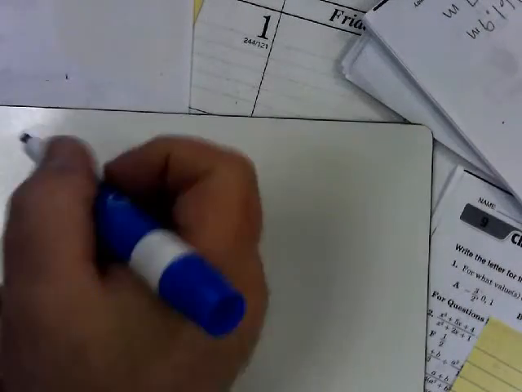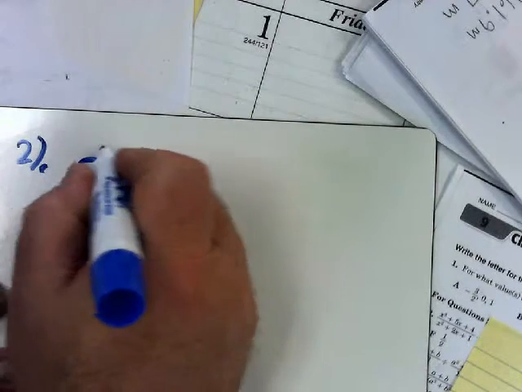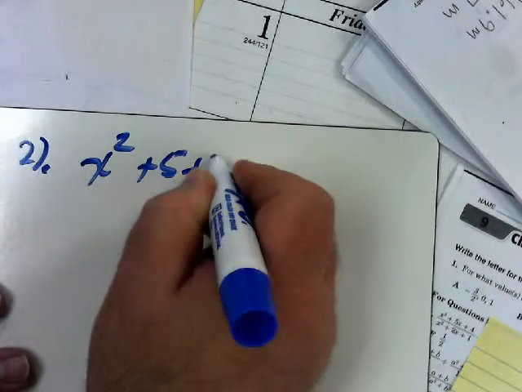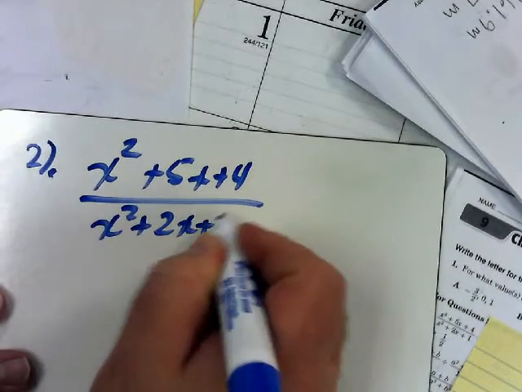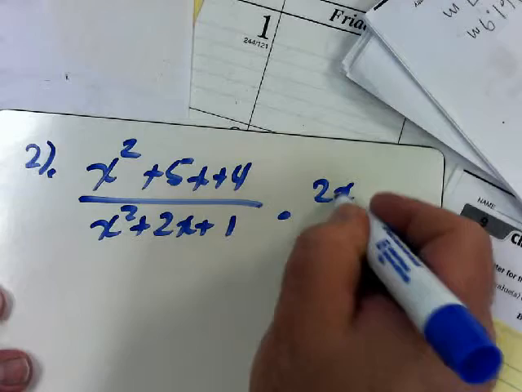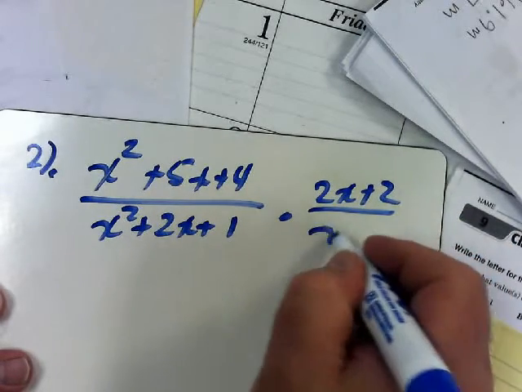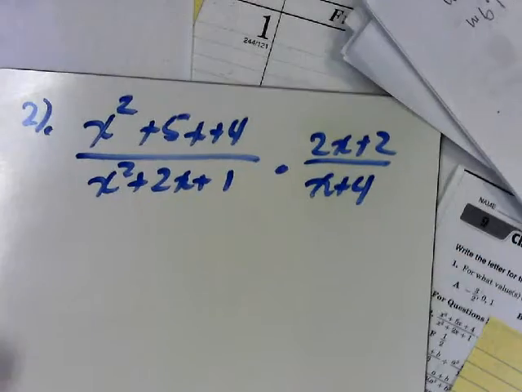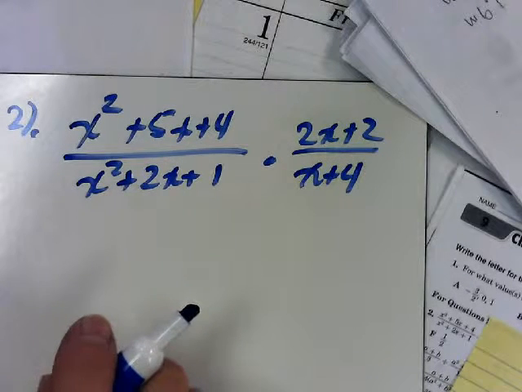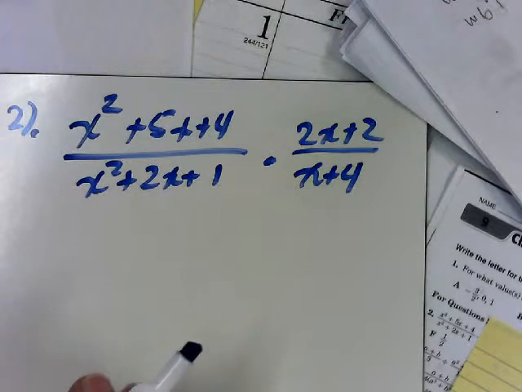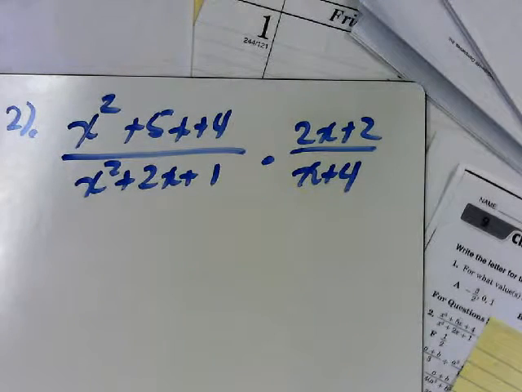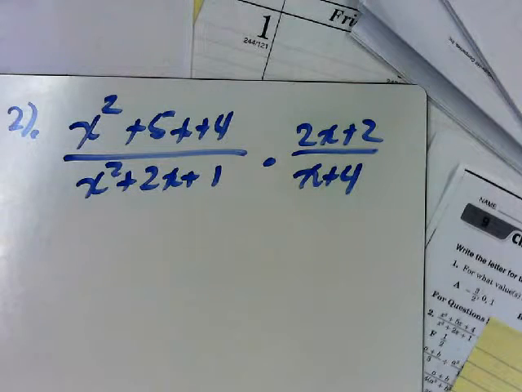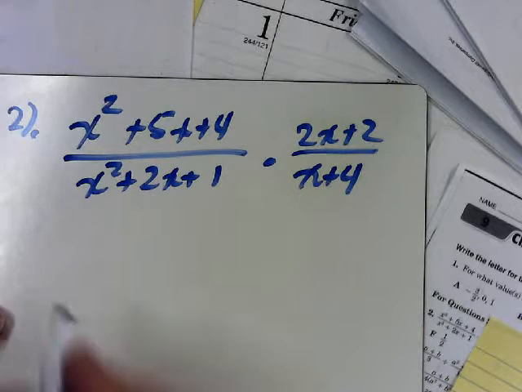Problem number 2, simplify. X squared plus 5x plus 4 over x squared plus 2x plus 1 times 2x plus 2 over x plus 4. We have some things that we need to factor in order to simplify. It's not an equation, so it's not equal to anything. So I'm going to have to factor the x squared plus 5x plus 4. What does it factor into?